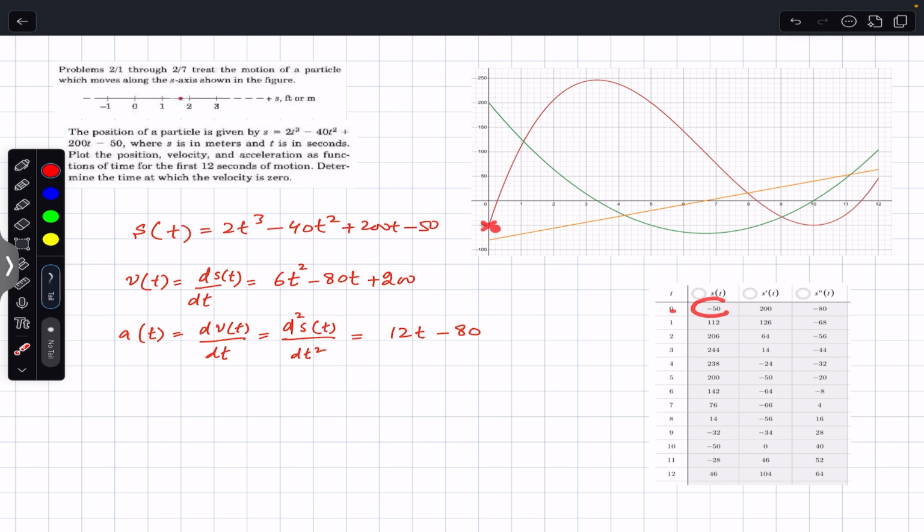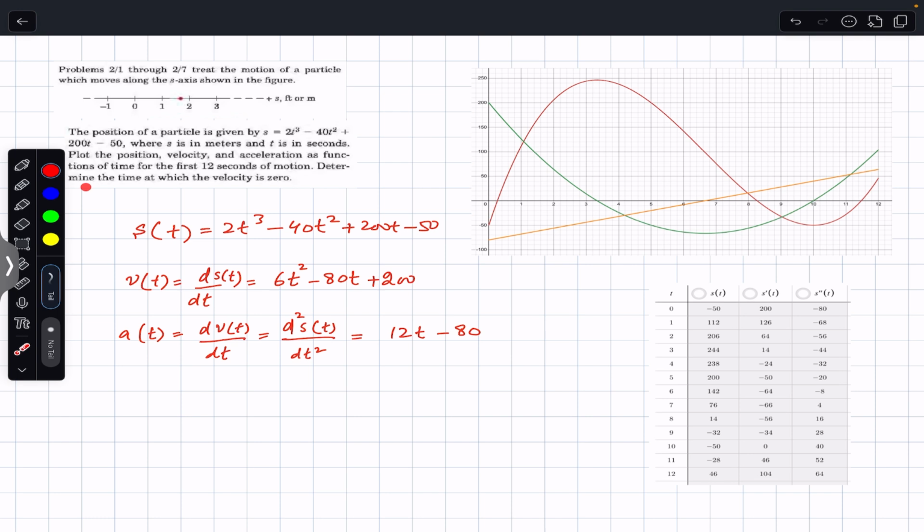So you guys can see this is minus 50. For t equals 1, this is 112. So somewhere here is 112. Plotting all these values and then joining those points will give us s of t, v of t, and the acceleration as a function of time.